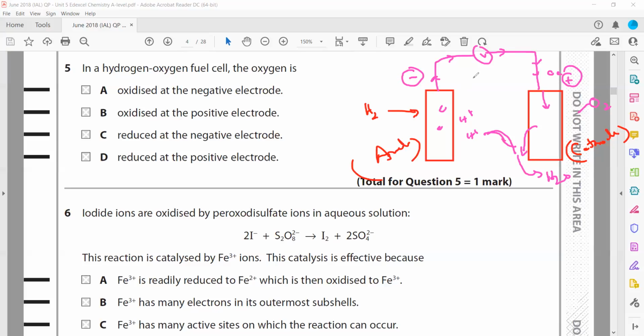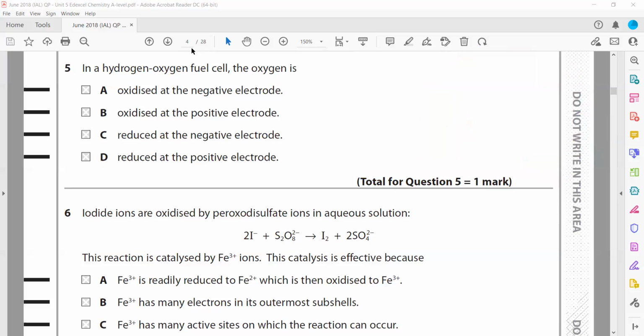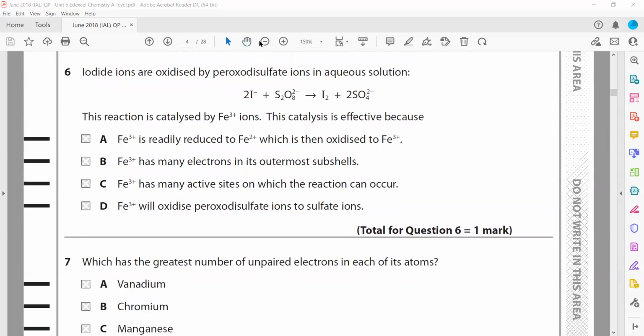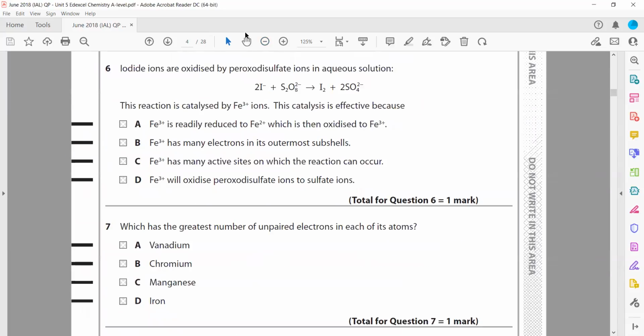But in terms of movement of electrons, this is a negative electrode, this is a positive. So oxygen is reduced at the positive electrode. In question 6, the iodide ions are oxidized by peroxide. This reaction is catalyzed by iron(III).